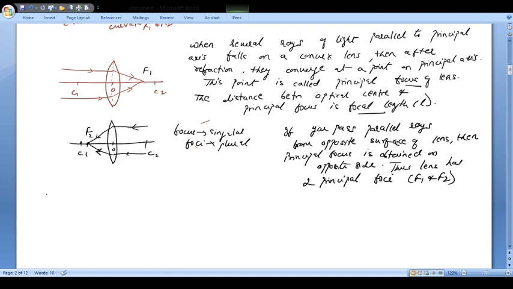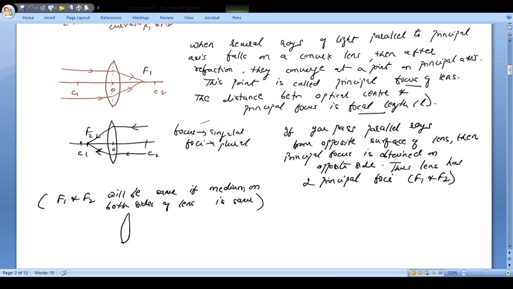Now see students, your value of F1 and F2. Again, this is something extra I am telling you. You will find that F1 and F2 will be same if the medium on both sides of lens is same. See, what does it mean? Suppose this lens is made of glass, its refractive index is 1.5. Say this is air and this is air. So you will find that this will be F1 and this equidistant here is going to be F2.